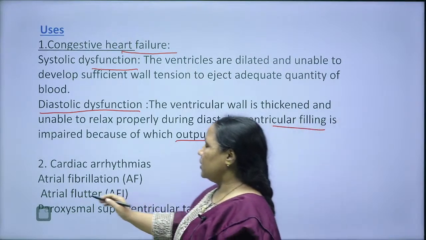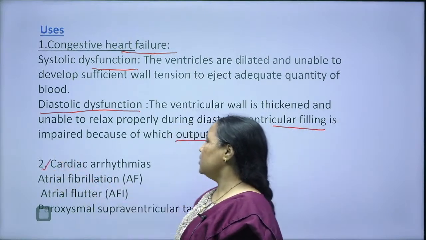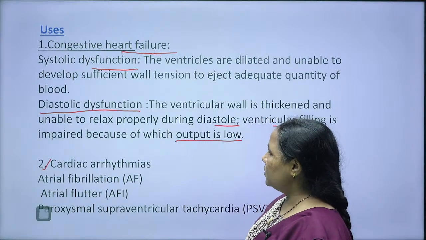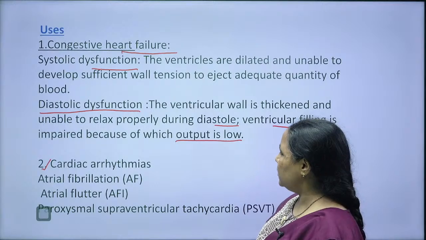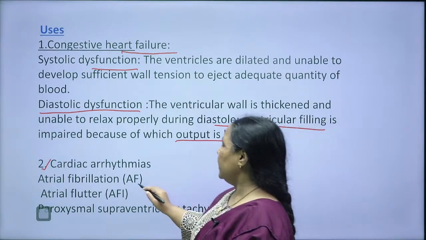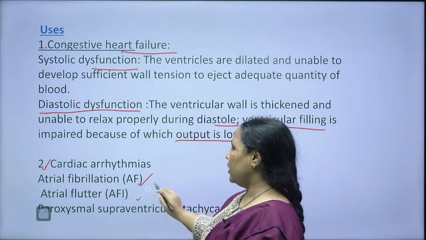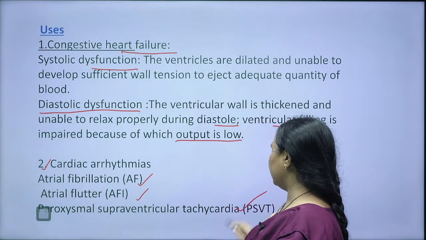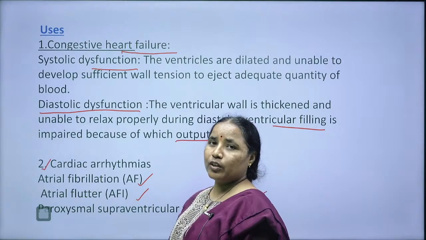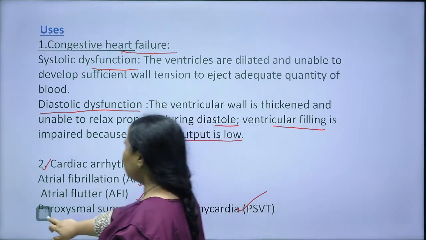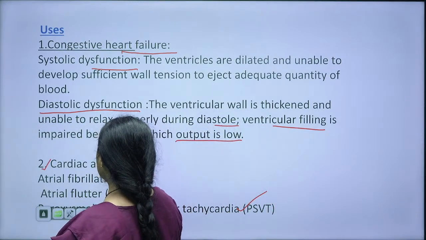And these cardiotonics can also be used in cardiac arrhythmias. These glycosides, or digitalis, are used in atrial fibrillation, atrial flutter and paroxysmal supraventricular tachycardia. So, these are the major uses of the strophanthus glycosides as well as Thevetia neriifolia.